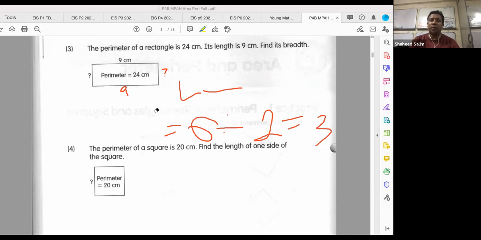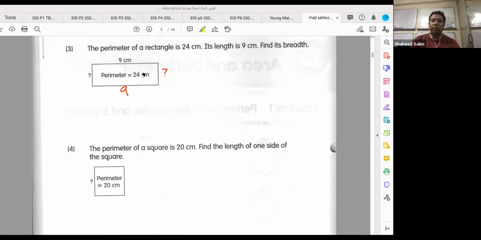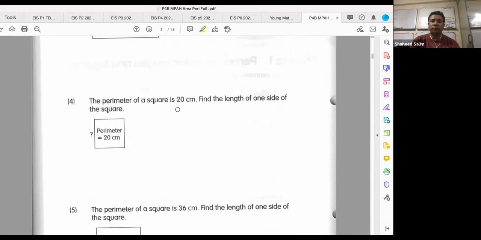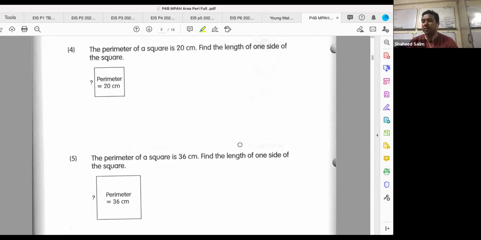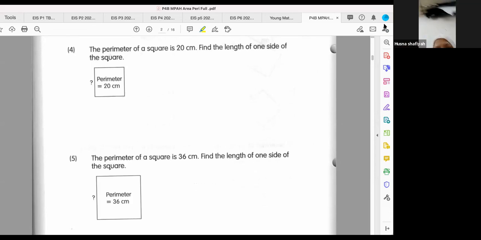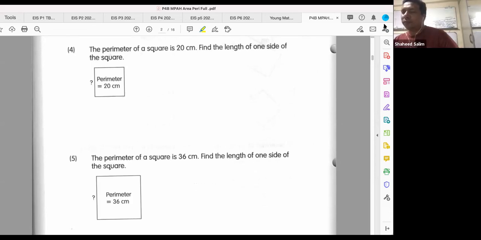Okay, let's try the next one now, which is question number 4. Very easy. Don't say out the answer, send me the answer, because I don't want the rest to not get the joy of solving. Question 4, then when you finish, you do question 5.